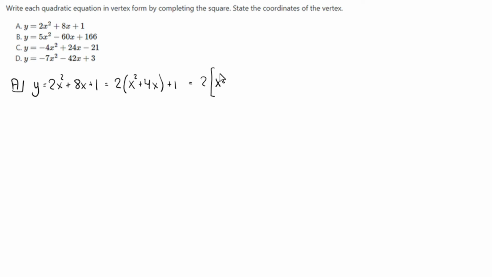Now we can take the numerical coefficient b divided by 2 and square it, and add it and subtract it to the binomial. So half of 4 is 2, 2 squared is 4, so plus 4, subtract 4. Now we have a perfect square trinomial here, so we can go ahead and factor it. And that's going to give us x plus 2 squared.